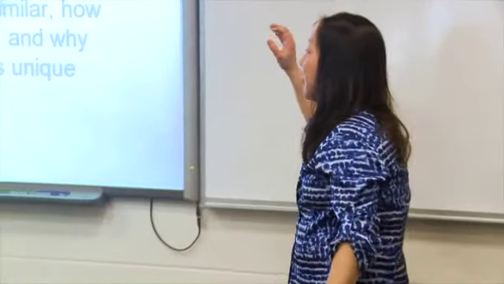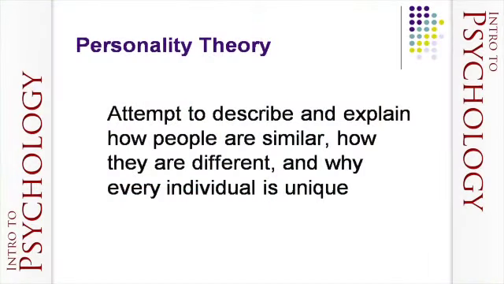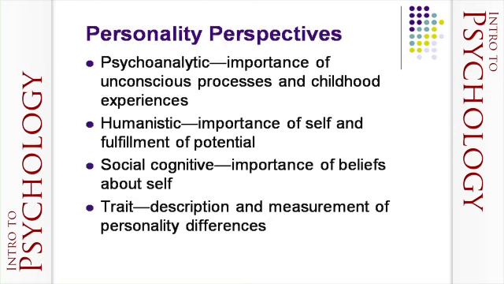So personality theory attempts to describe and explain how people are similar or how they are different, and why every individual is unique. All right? So we have different perspectives in personality. Psychoanalytic: importance of unconscious processes and childhood experiences. Humanistic: importance of self and fulfillment of potential. Social cognitive: importance of beliefs about self. And then trait theory: description and measurement of personality differences.